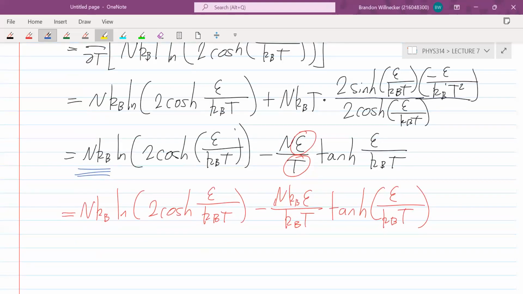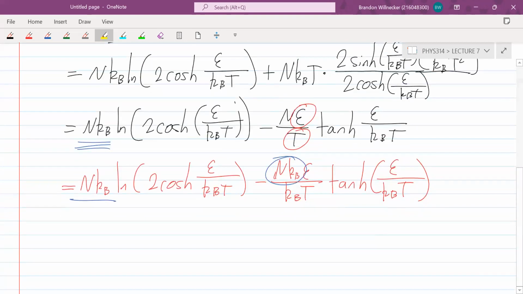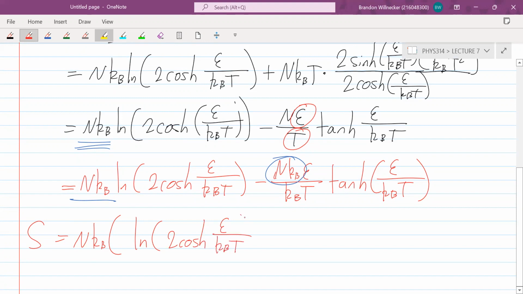Now, notice that we've got NKB in the front here, and we've got NKB over there. We can factor that out. So this is S is equal to NKB, natural log of 2 hyperbolic cosine epsilon over KBT minus epsilon over KBT, tan hyperbolic of epsilon over KBT.